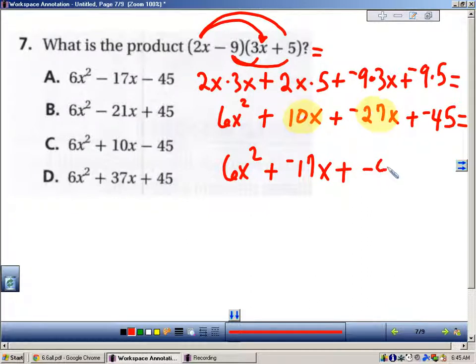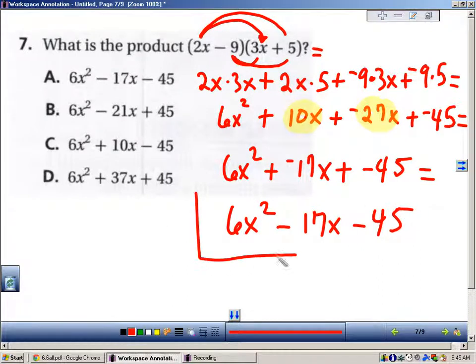And I've said this before. This is identical to this expression here. When you add a negative number, it's identical to subtracting that quantity. This is your answer. Looks like the answer is going to be A. Barring no mistakes. Again, I make mistakes. Check my work, please. Next question.